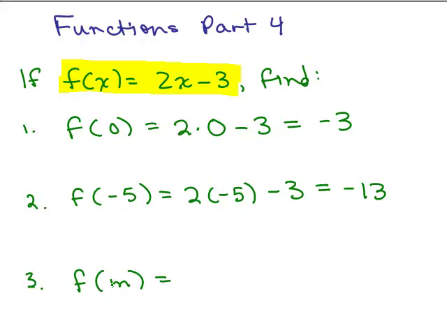Here's the tricky one, f of m. You still follow the rule. You're going to replace x, right? What's in the parentheses is the x. So you're going to replace x with an m. So I look up at my rule. I'm going to put in m where I see an x. And we have 2m minus 3.